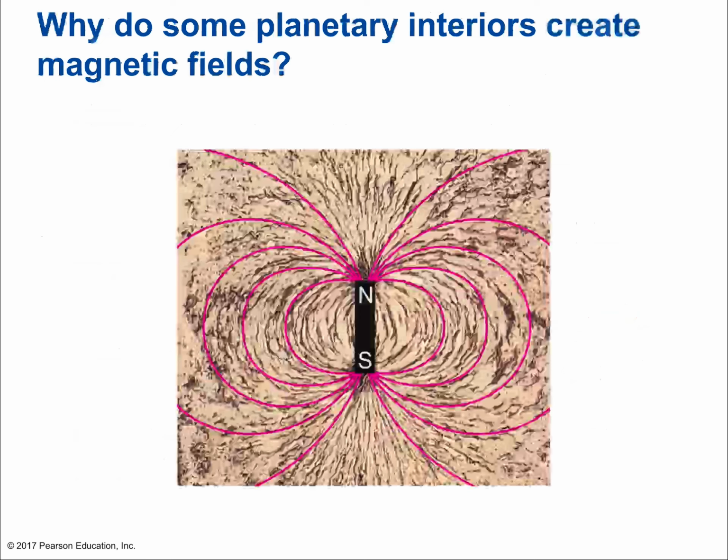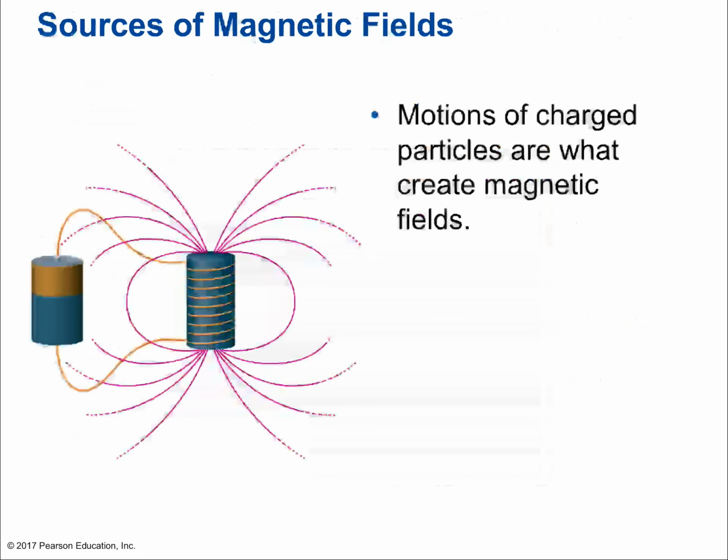Smaller worlds cool off faster, and it all has to do with math. Okay? All right. So why do some planetary interiors create magnetic fields? Whoa, magnetic fields, right? We know we have one here on Earth because we have compasses, right? Compasses point towards magnetic north, okay? So not all worlds have magnetic fields. What are the ingredients necessary to have one, okay?